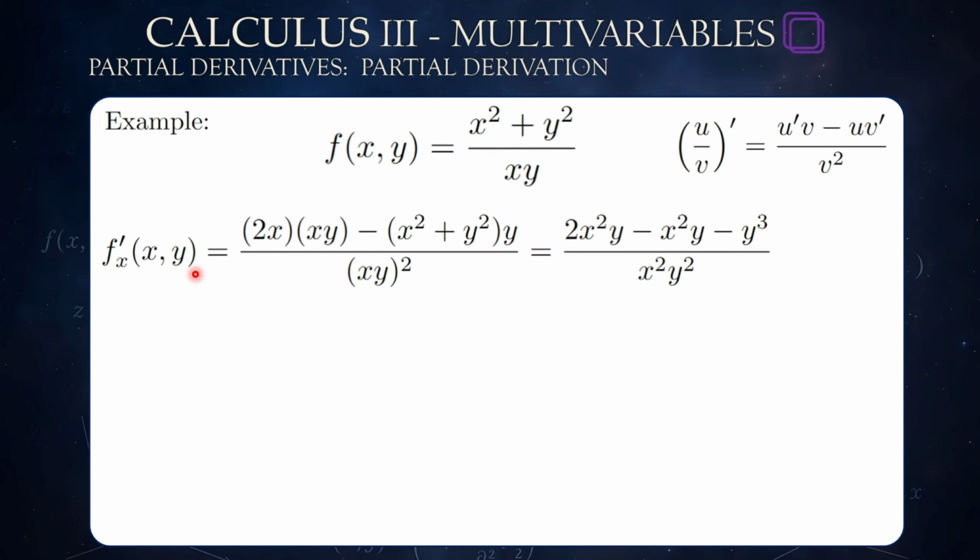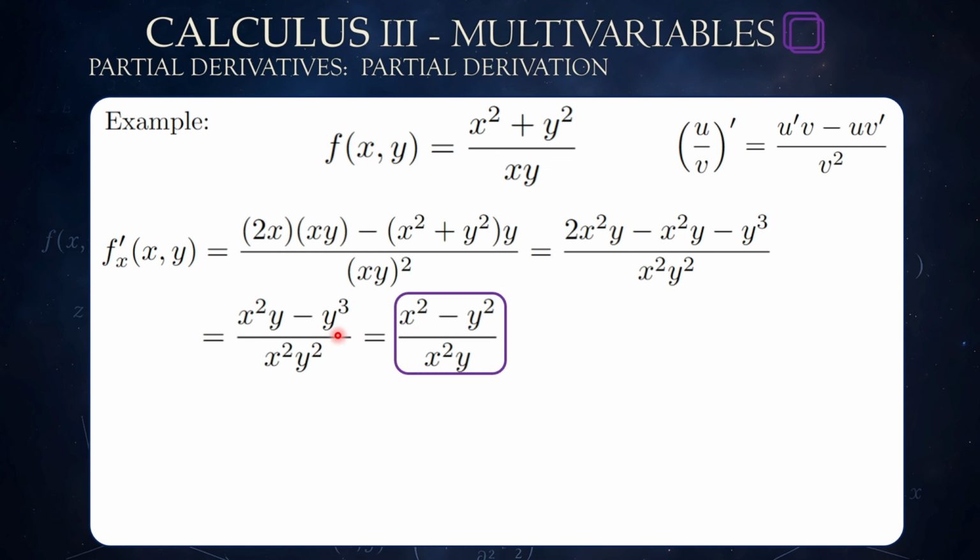So f'x(x,y) with respect to x is equal to u'v, which is 2x times the denominator, minus uv', (x squared plus y squared) times, since we are deriving with respect to x, we are left with y, divided by v squared, which is the denominator squared. This is equal to (2x squared y minus x squared y minus y cubed) divided by x squared y squared, equal to, if you expand it, (x squared minus y squared) divided by x squared y.